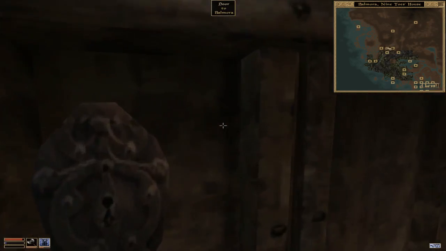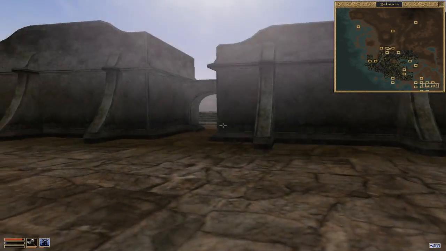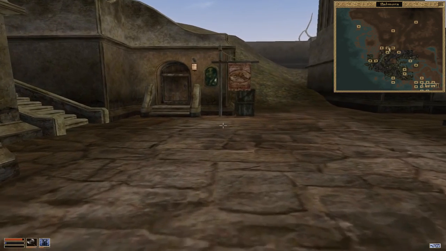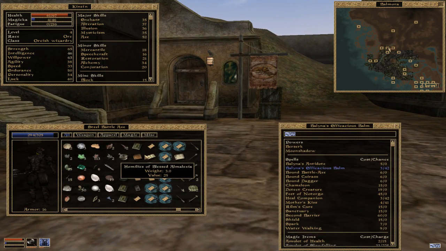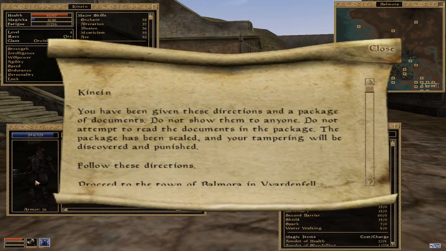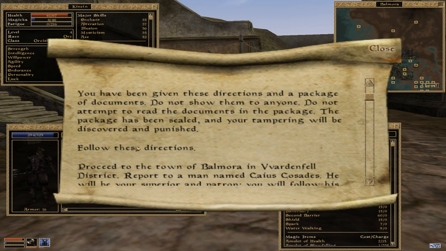So let's set ourselves a simple goal: to find Theus Cassades. Oh, that's how he's called, Theus Cassades. So we have a direction here.